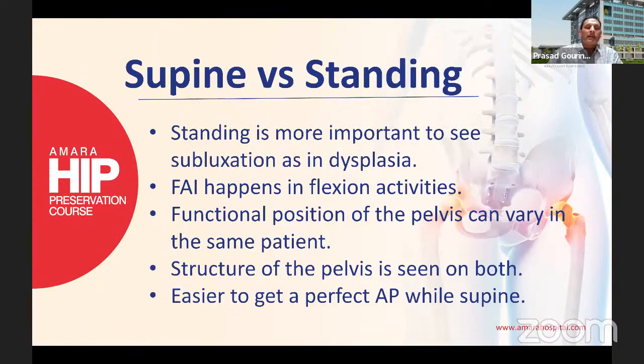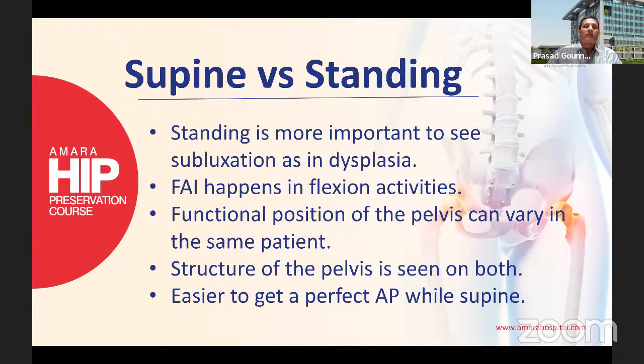Some people say there's a controversy as to whether you get supine or standing X-rays. A standing hip or pelvis X-ray is more important to look for subluxation, like dynamic loading in a dysplastic patient, to see if they subluxate more when they put weight on the leg. FAI is more of a phenomenon that happens in flexion of the hip. So it's more of a flexion activity, flexion internal rotation causing impingement. So it's not important to know what dynamically happens when you stand for FAI.